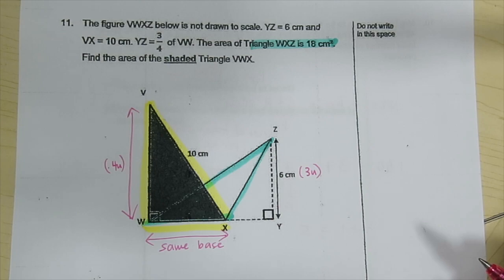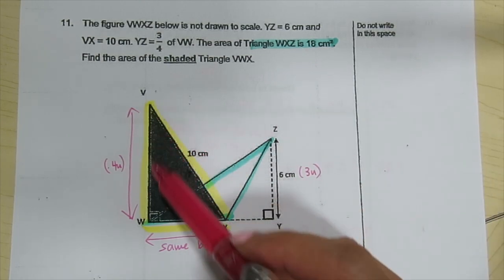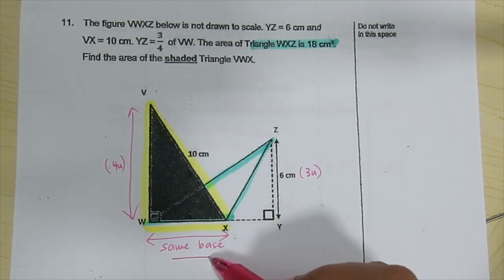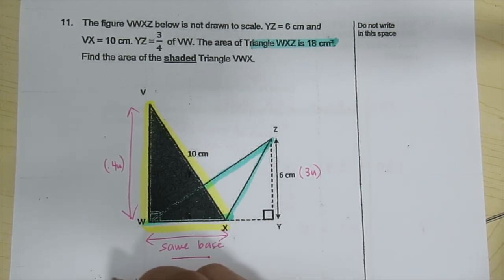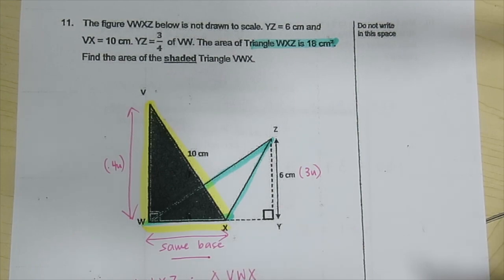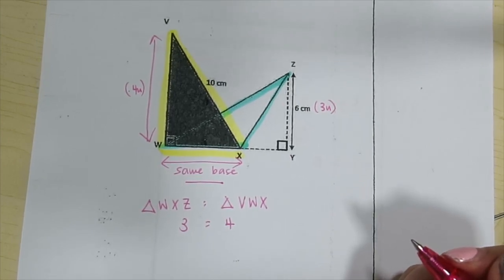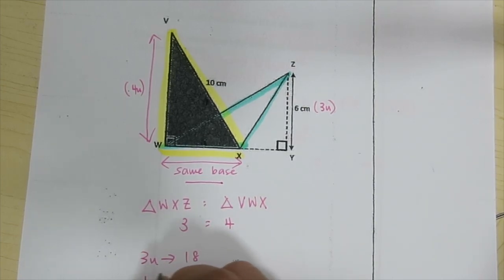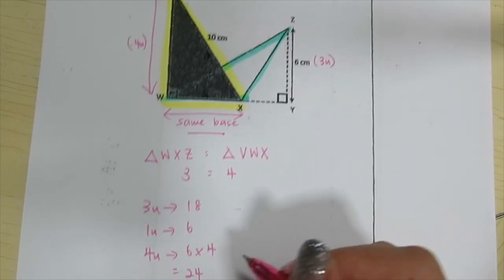They want us to find the area of the shaded triangle VWX. Essentially the ratio between the 2 of them, because they share the same base. So triangle WXZ to triangle VWX, the ratio is 3:4. If triangle WXZ is 18, 3 units is 18, so 1 unit will be 6. To find the shaded triangle, it will be 6 times 4, 24. That's the answer.